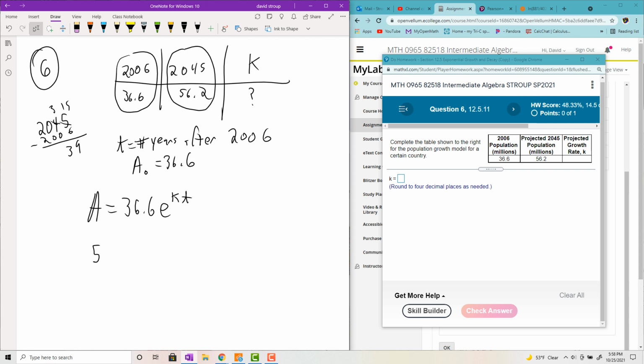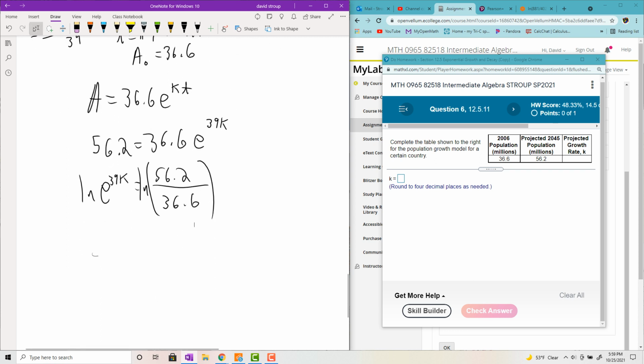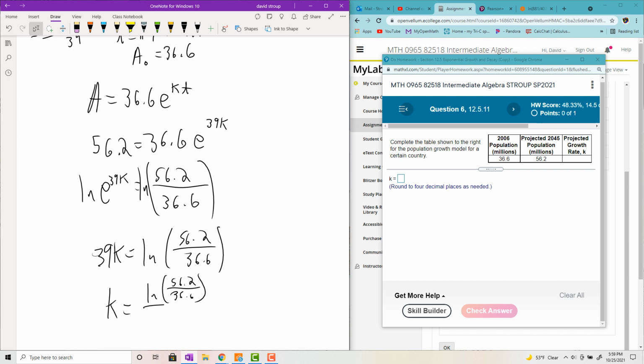So plugging in 56.2 for A, I get 36.6 e to the 39k, and then I could solve that for k. So it's e to the 39k equals 56.2 all over 36.6, ln on both sides. You end up with 39k equals ln of 56.2 all over 36.6. So k equals ln of 56.2 all over 36.6, all over 39. We need 4 decimals.